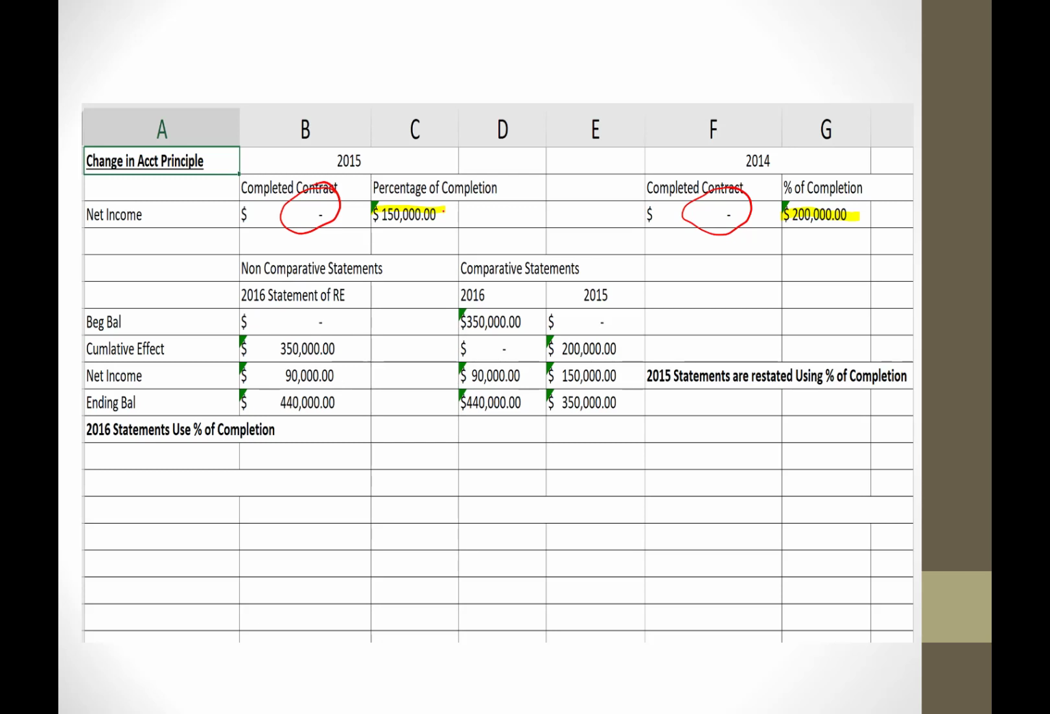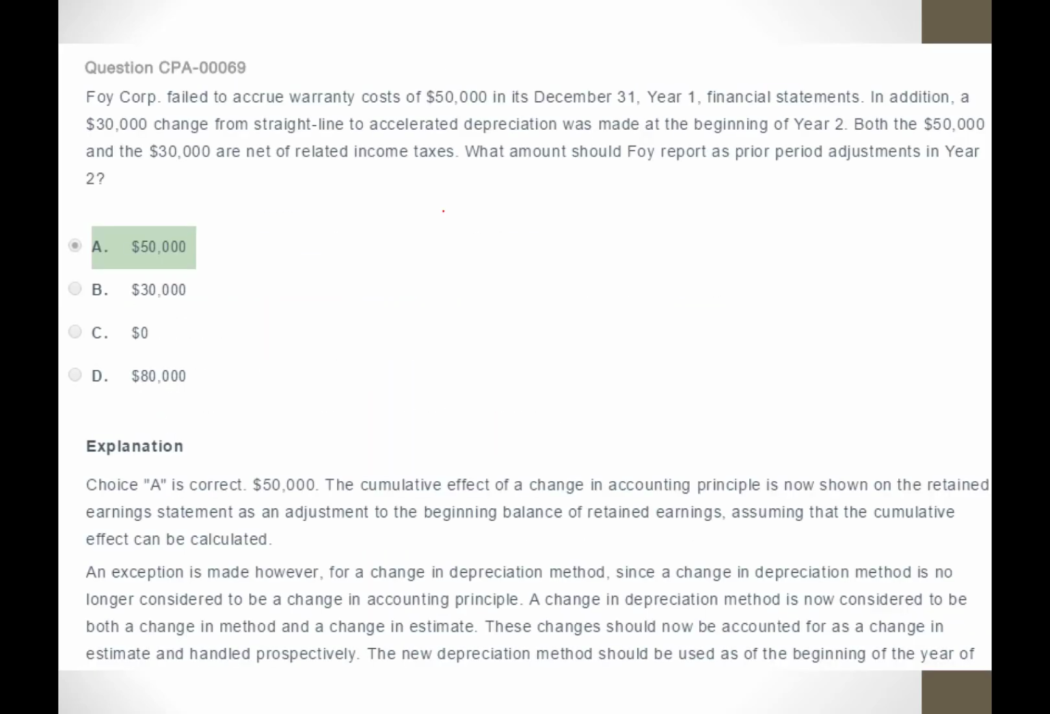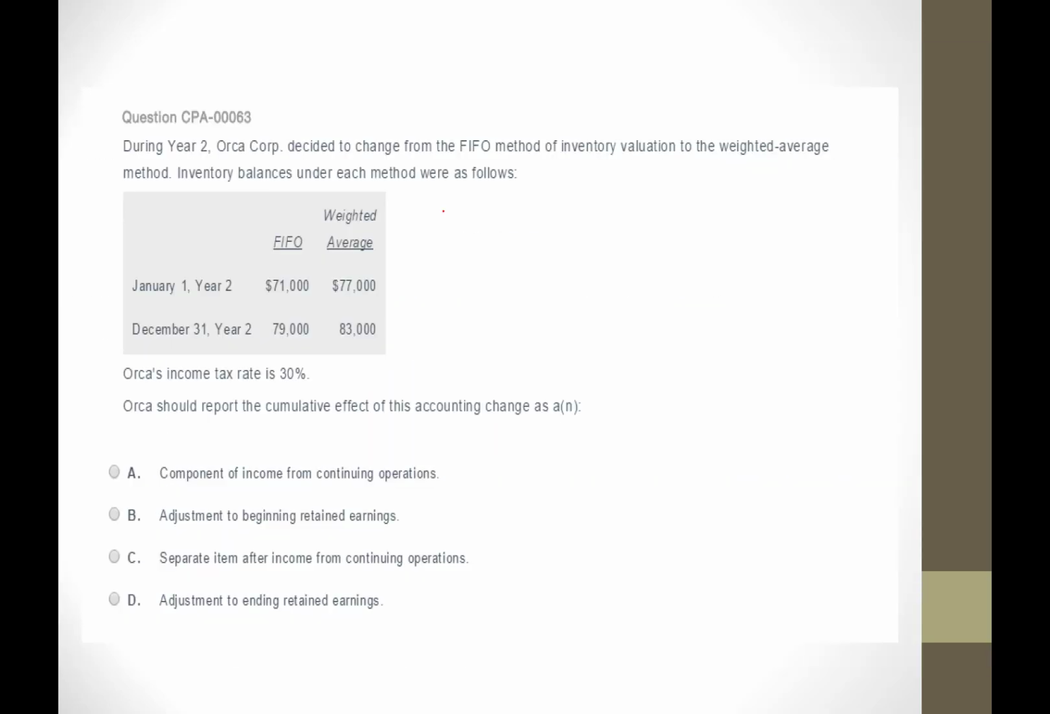Question? Question? Okay, this is how FASB wants us to present our statements when we're having a change in accounting principle. Put bright lines of disclosure around that. Okay, good. All right, so if there's no questions, then let's go ahead.